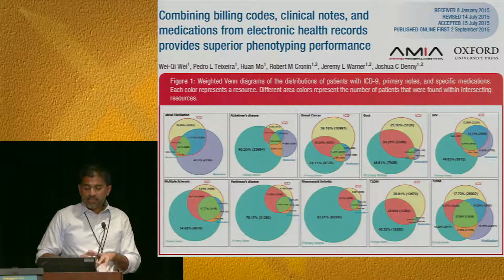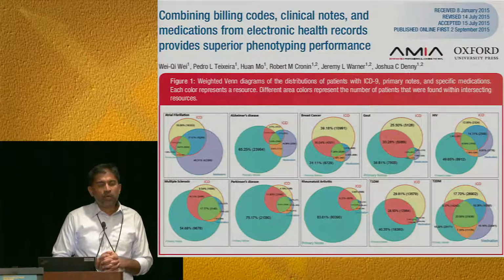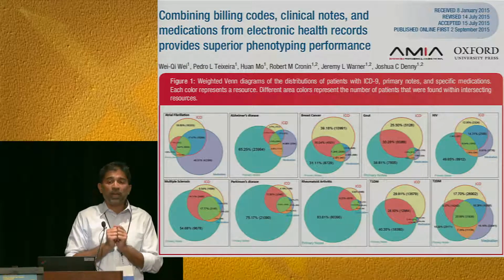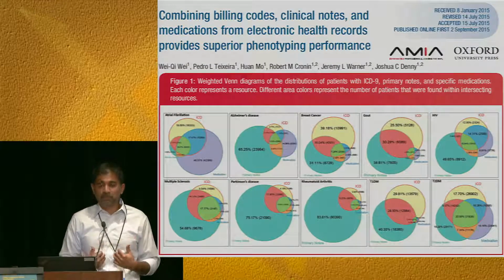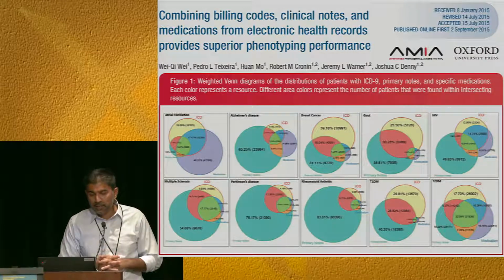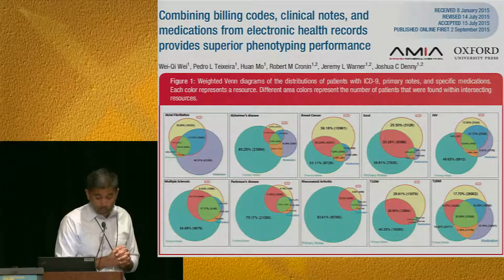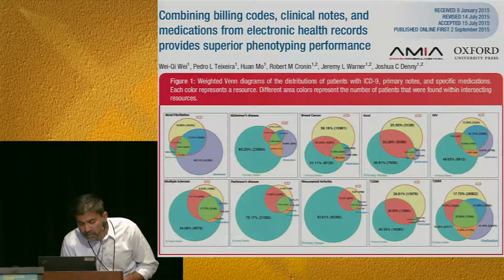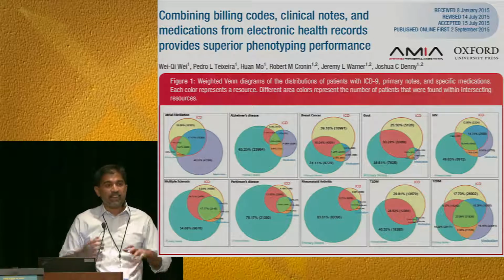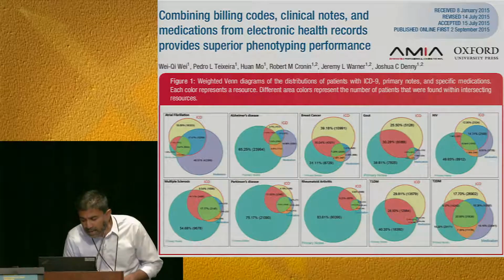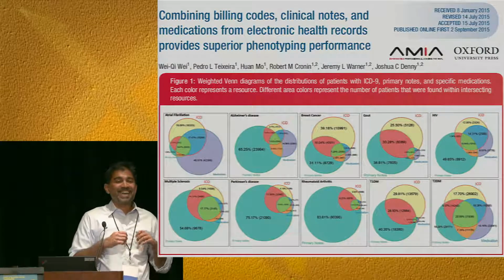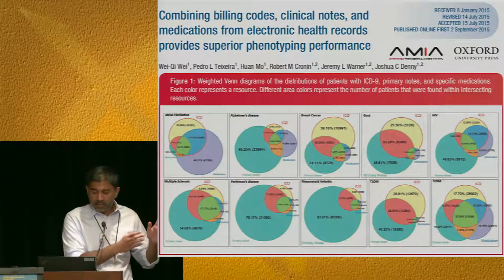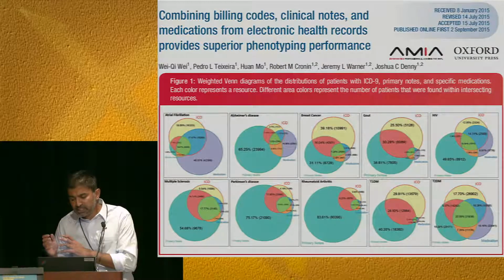Now, this is a slide that shows you how using different types of data sources can impact the way you identify your people. Each circle here represents a different type of data source. The purple color is a medication data source. The yellow color is an ICD diagnosis code-based data source. And the green color is a text note-based data source. There are various disease conditions: atrial fibrillation, Alzheimer's disease, breast cancer, and so on.